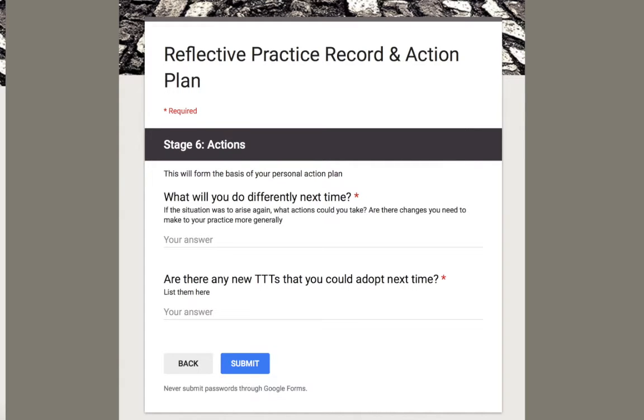The sixth and final stage of this is action. So it's asking me what I'm going to do differently next time, and this is where this form performs a function in creating the basis of a personal action plan. So it asked me what I would do differently next time. If the situation was to arise again, what actions would I take? Are there changes that I need to make to my practice more generally? And then it links it back to the tools, technologies, and techniques, and what improvements I could make there.